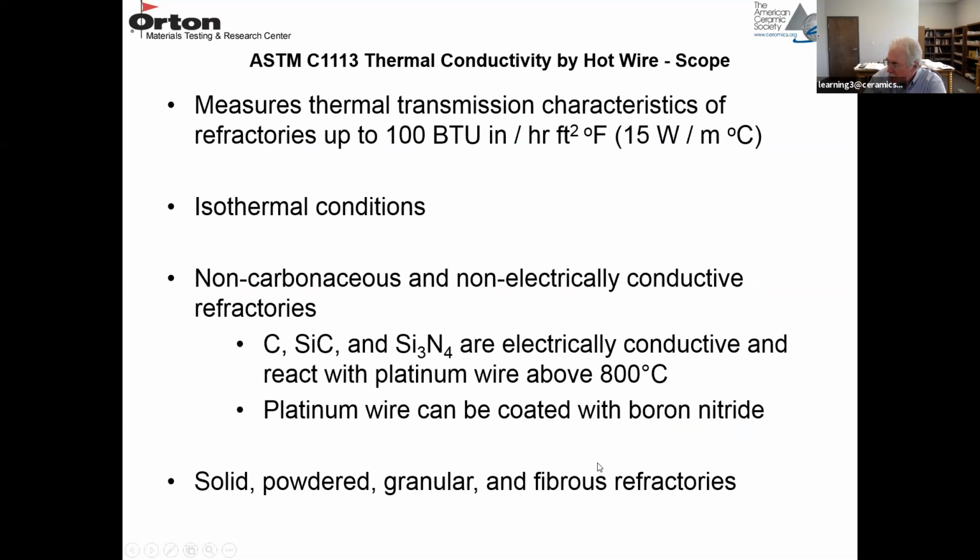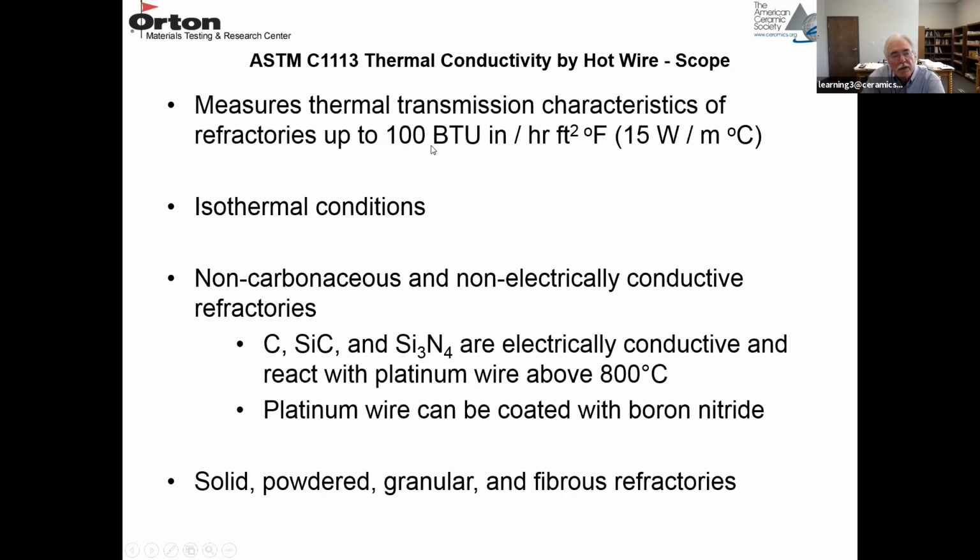The last method for today is thermal conductivity by hot wire. It's ASTM C1113. It can measure thermal conductivity up to about 100 BTU-inch per hour-foot squared-degrees F, or in metric units, 15 watts per meter-degrees C. So it doesn't have the whole range that the water calorimeter does.